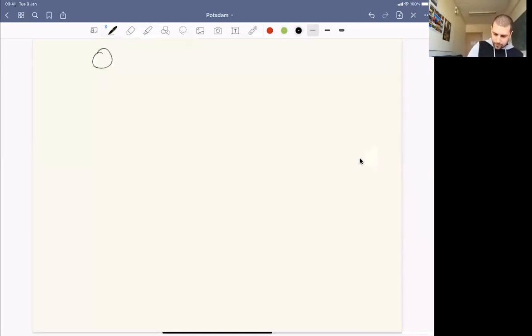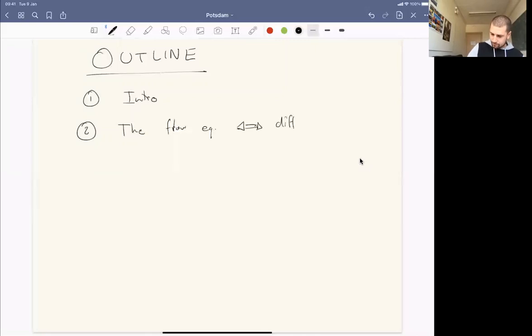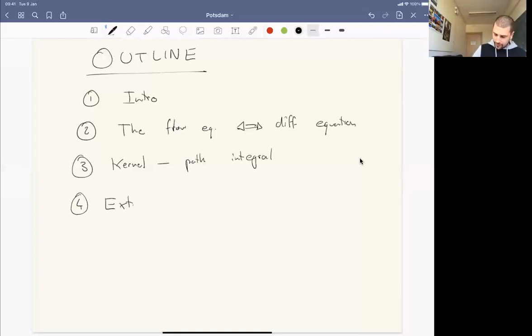So let me just quickly go through what the plan for the talk is. So this was my intro. I'll start by just explaining how you can relate the flow equation to a diffusion equation. And then I'll solve for the kernel and show how it connects to the path integral. Or at least I'll sketch a few steps on how you do that, and I'll avoid the technical details. And finally, I'll tell you how to connect this to Hartle-Hawking wave functions and extremal volumes. Okay, but this is maybe a good place to stop and see if there are any other questions before I get started.